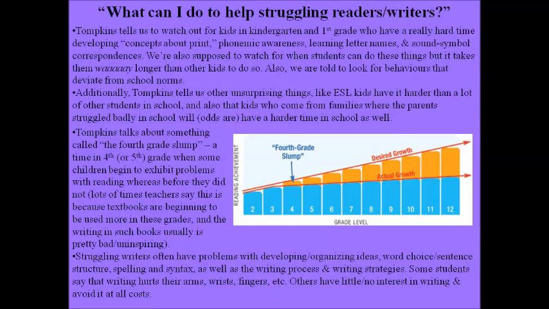So Tompkins talks about something called the 4th grade slump. Well, what's that? Well, it's a time in 4th or 5th grade when some children begin to exhibit problems with reading, whereas before they didn't. Lots of times teachers say this is because textbooks are beginning to be used more in these grades, and the writing in such textbooks is usually pretty bad or uninspiring. So that might be. But anyway, the 4th grade slump, right?